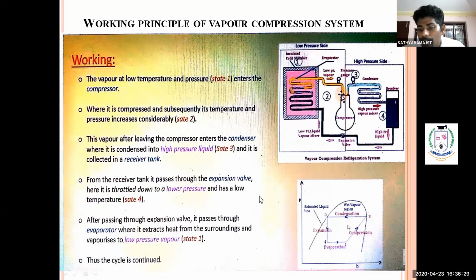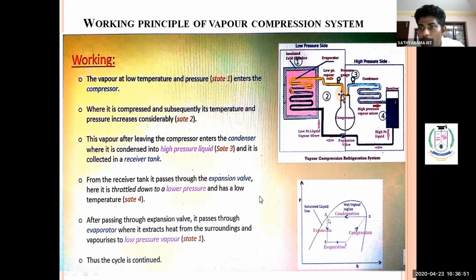Pressure-h graph. Pressure-h means pressure-enthalpy graph. Enthalpy means heat. See, 1 to 2 compression happens. Compression means pressure is high, so the graph rises. From 1 to 2 the pressure is high, and 2 to 3 is condensation. In condensation, pressure is constant, so this is the line, pressure is constant, and 3 to 4 expansion happens.